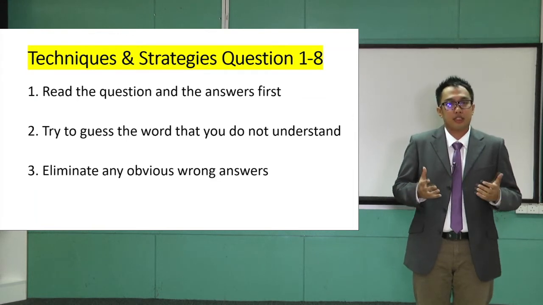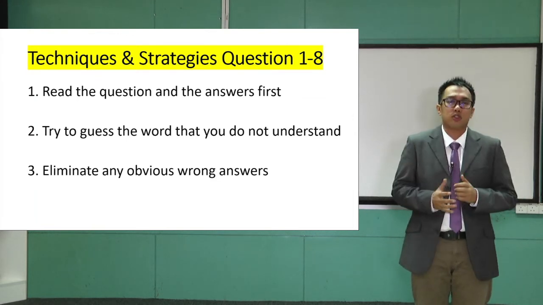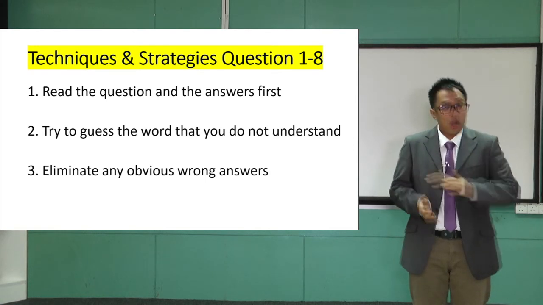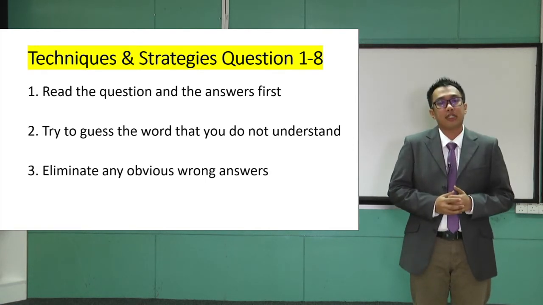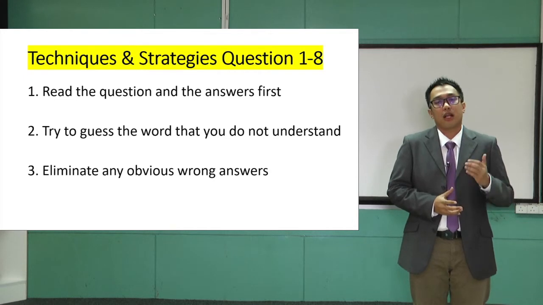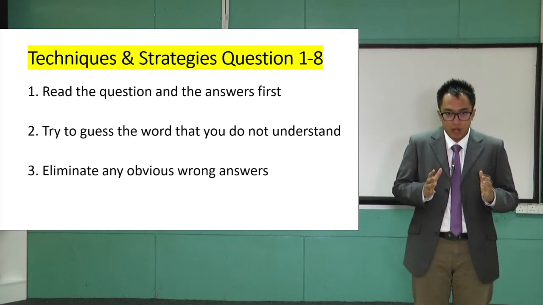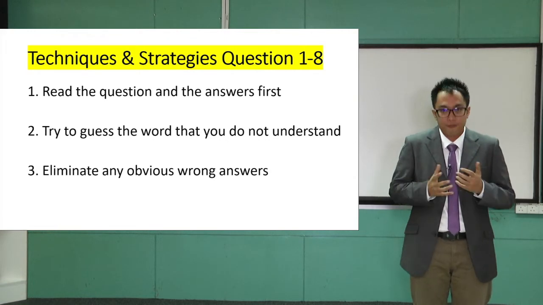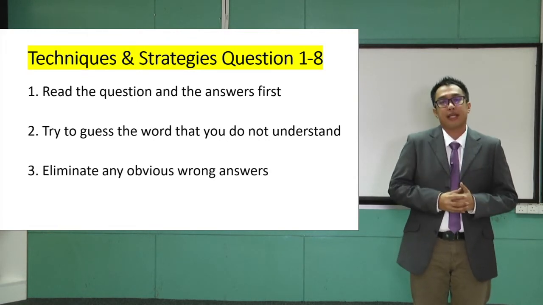Number 3, we need to eliminate any obvious wrong answers. Usually, there are 1 or 2 answers which are totally unrelated to the questions. So, cross them out and focus on the answers which you are confident about. But please, do not rush to cross out any answers. You have to be sure before doing it.